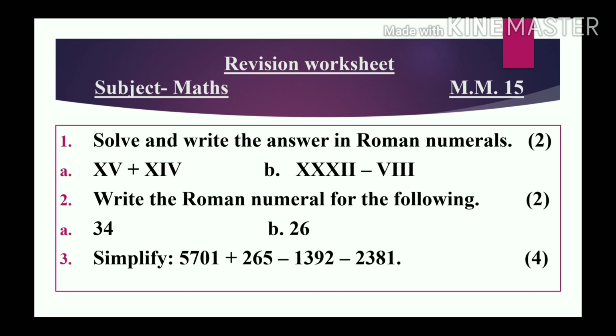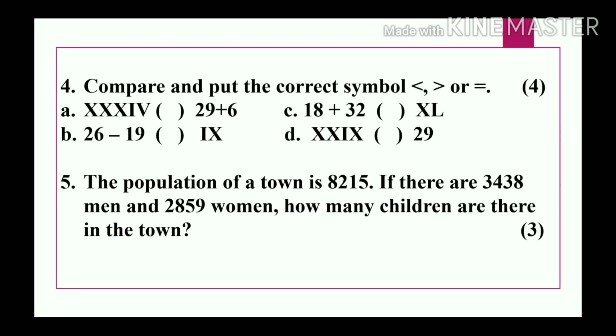Now question number 3 is simplify 5701 plus 2065 minus 1392 minus 2381, and this question is of 4 marks. Now question number 4 is compare and put the correct symbol, and this question is of 4 marks. In this one, some Roman numbers and some additions are given. You have to solve it and compare which one is greater or equal to.